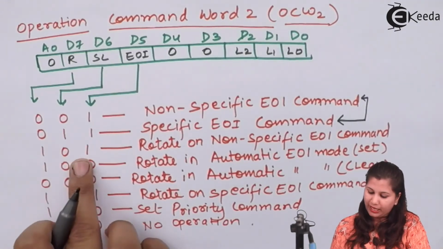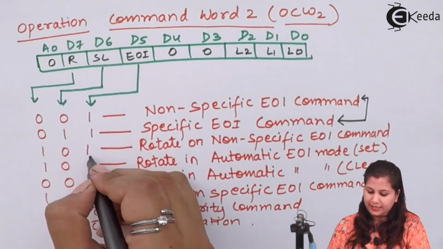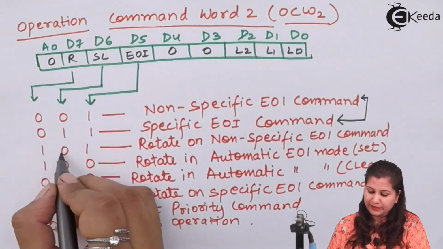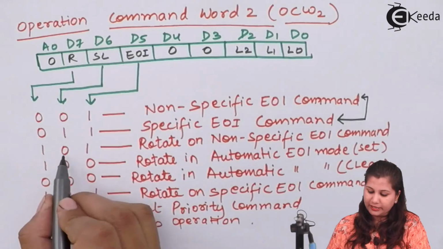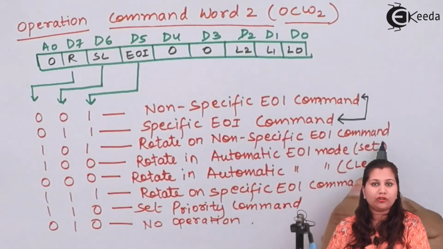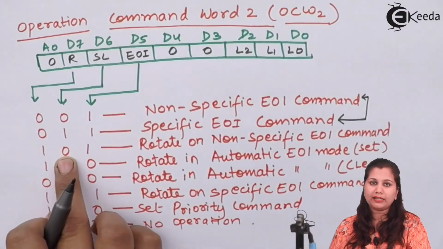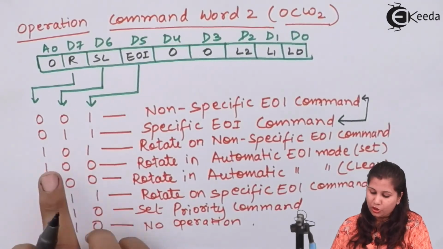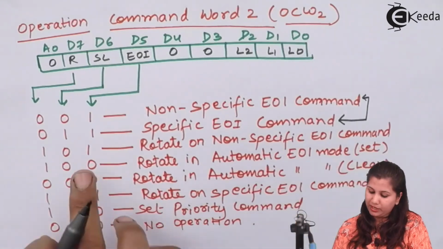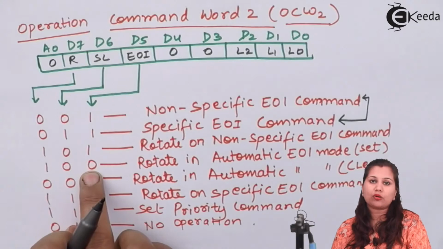So these two decide the end of interrupt commands, whether specific or non-specific. Then we have end of interrupt set, and R also set, but the specific bit is not set. It means rotate on non-specific end of interrupt command. If SL is 0, the end of interrupt command is non-specific. Here we have rotate on non-specific end of interrupt command. Now if this bit becomes 0, then the end of interrupt command is automatic.